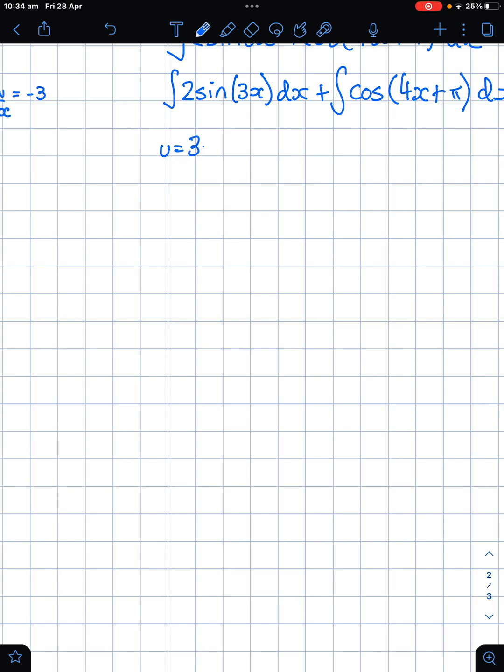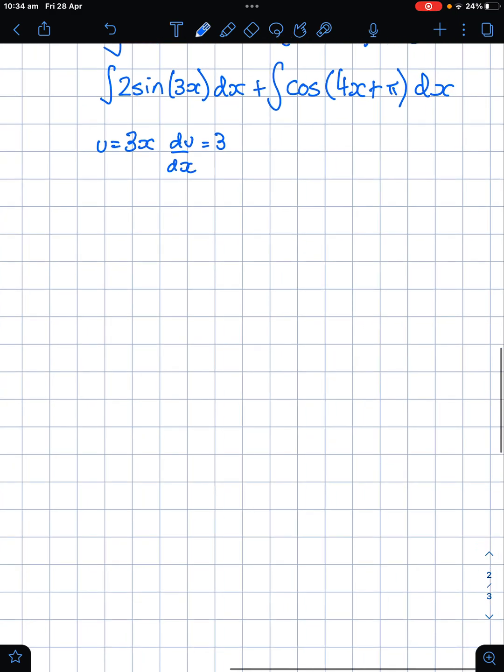So this one here, I'm looking at this, I'm thinking, well, if I make u equal to 3x, then du dx equals 3. I've just got to get a 3 in there somehow. And then this one here, we'll call it v equals 4x plus pi. So dv dx equals 4.